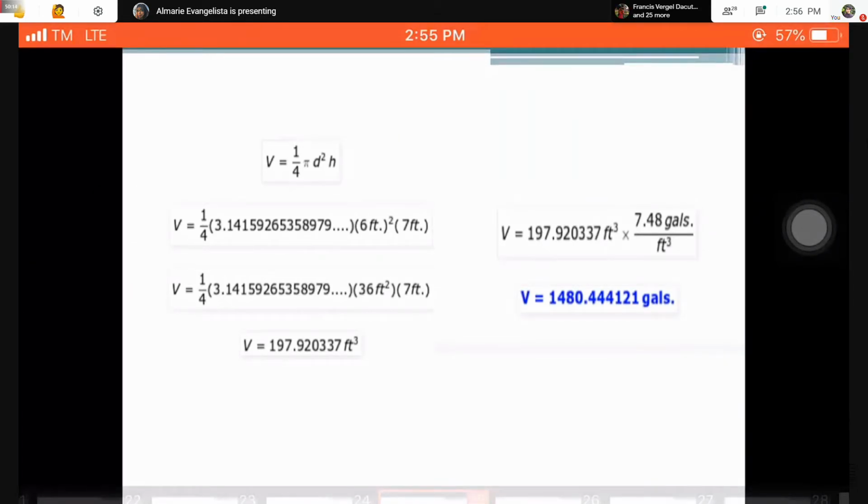1,480.44... correction: 197.92 cubic feet. And then, need mo siya i-convert sa gallons since binigay naman na yung conversion, 197.92 cubic feet times 7.48 gallons over cubic feet is equals to 1,480.44 gallons. So, ayun na yung volume. So, mapalad tayo kapag given na lahat.